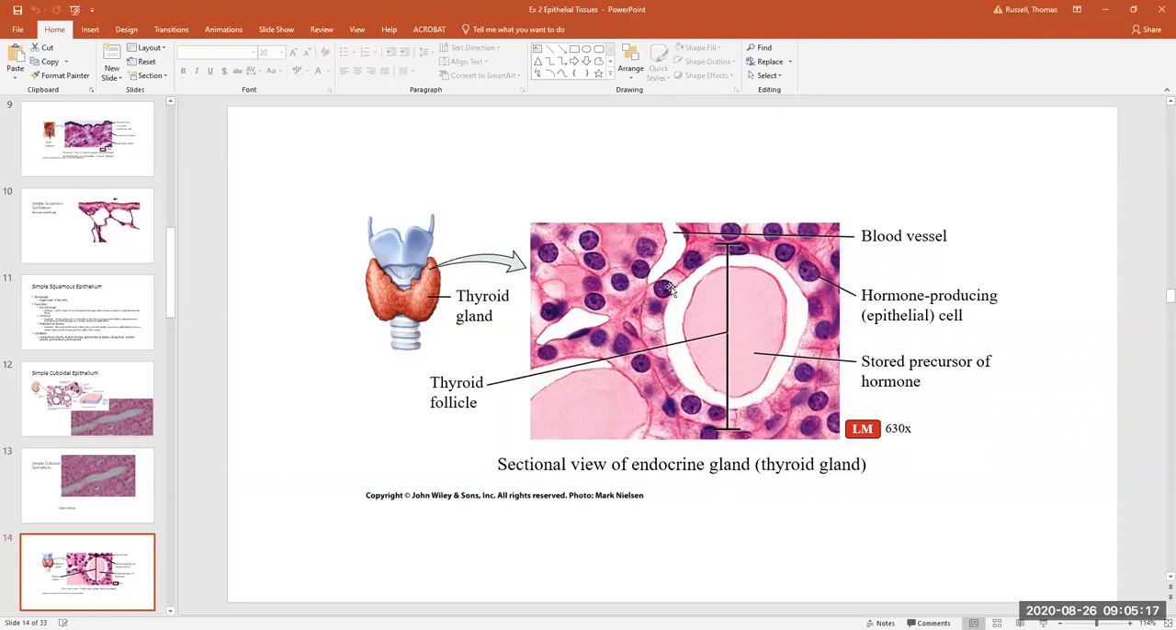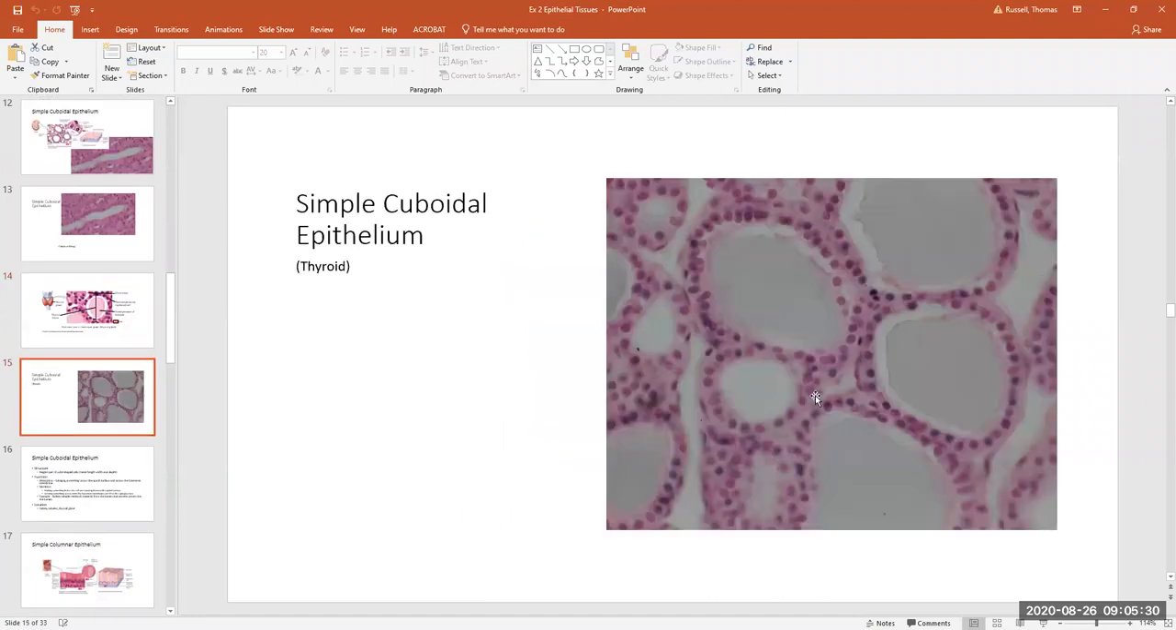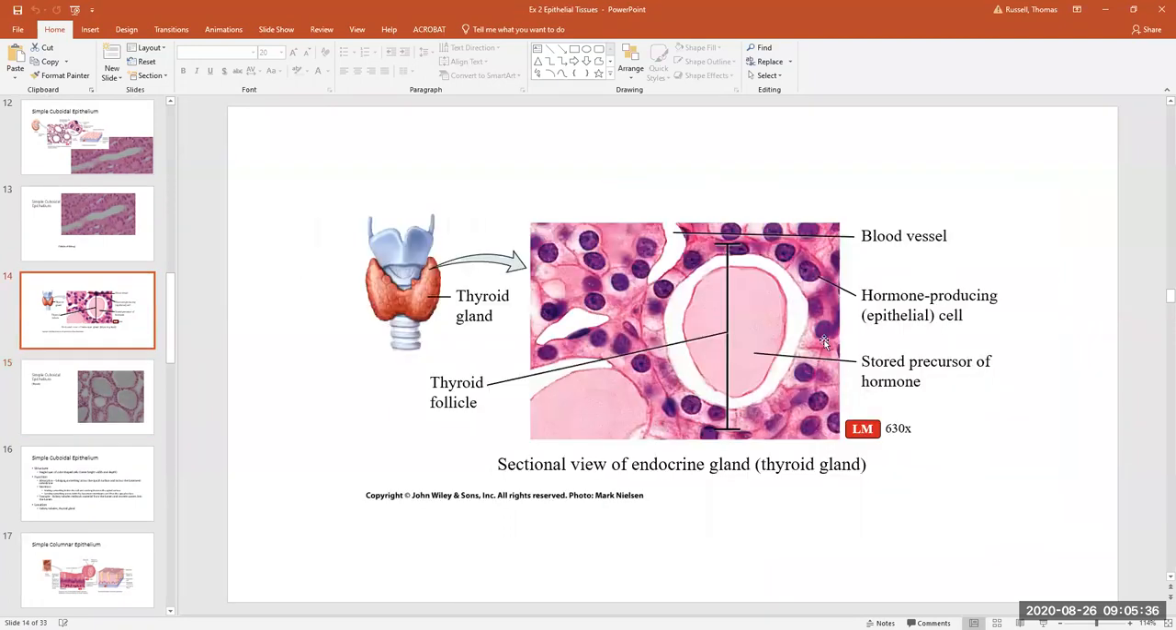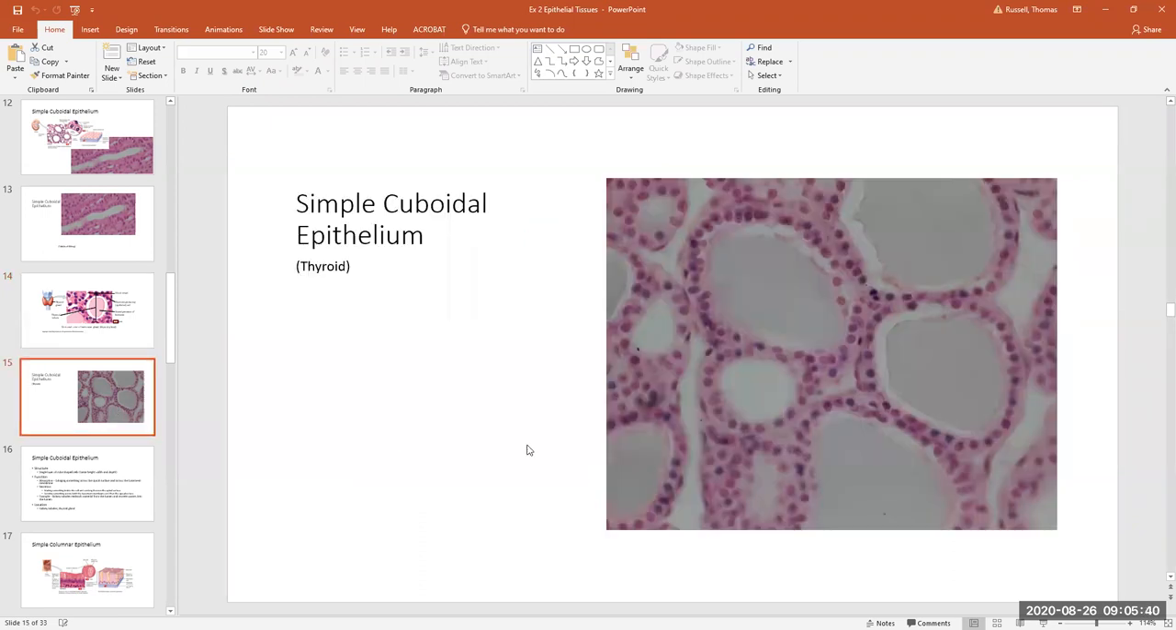So that's kind of a giveaway as well, that perfect circular nucleus that's centrally located in the cell. So this is a simple cuboidal epithelium right here as well. Here's another slide of the thyroid gland. You can see this is another stain right here, but you see the cuboidal cells. This is just a different type of stain off of a light microscope.